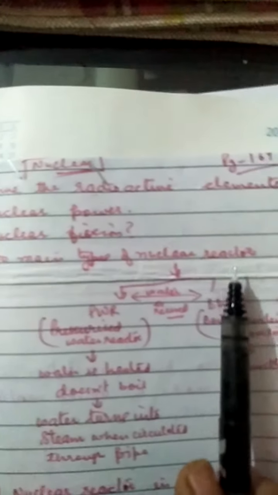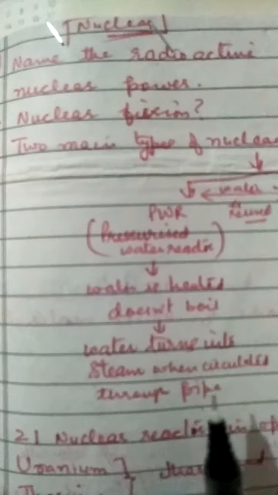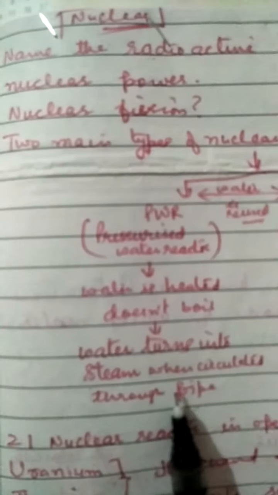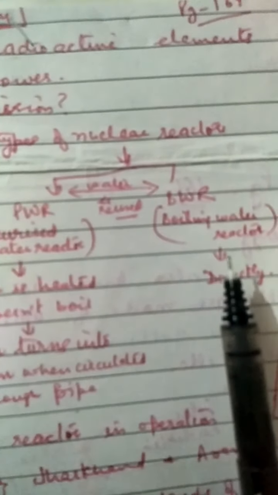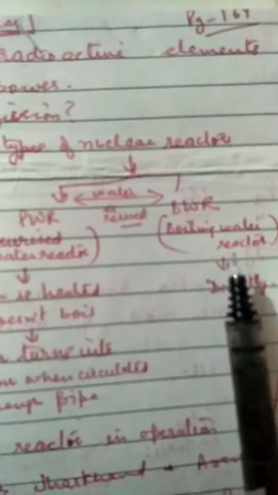Two main types of nuclear reactors are there. One is PWR, the other is BWR. Now this PWR is the pressurized water reactor. Under this, what happens? Water is heated but it doesn't boil. So water turns into steam when circulated through a pipe. And in case of BWR, the water directly heats up and starts boiling.